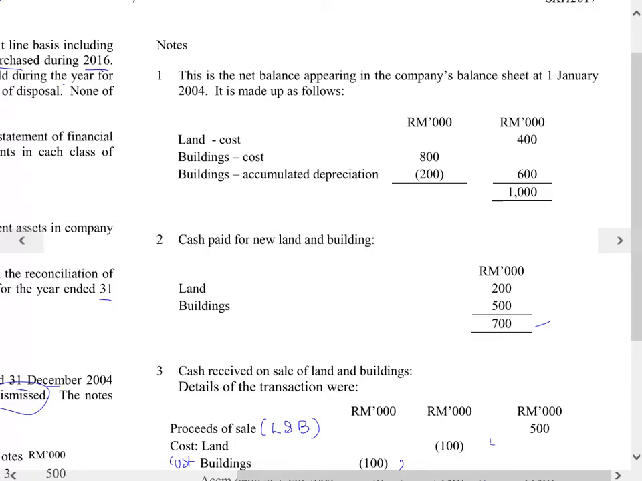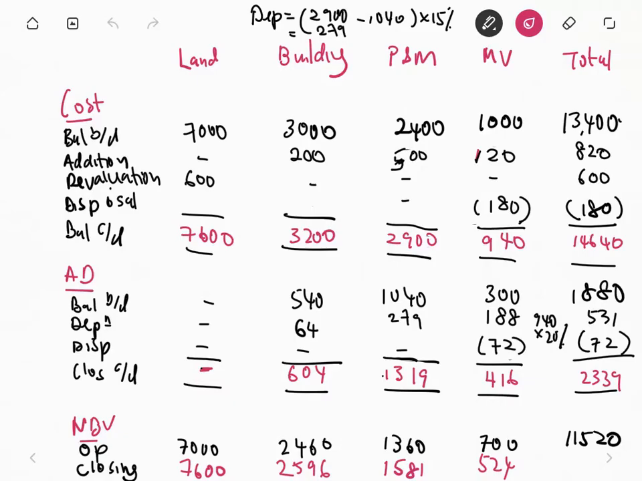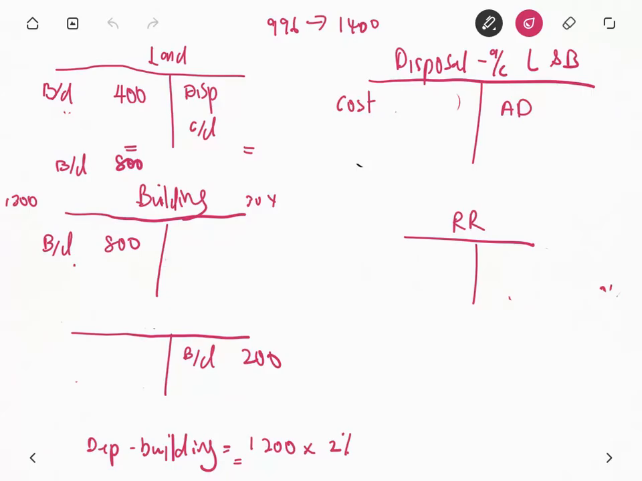This is a net balance appearing in the balance on 1st January. Land is 400 opening. Building opening cost, building opening accumulated. Split these two accounts. Here, land 400, building how much? Opening balance 800. What's the accumulated? 200. So we split the account already: 400, 800 cost, and this one will be our accumulated.